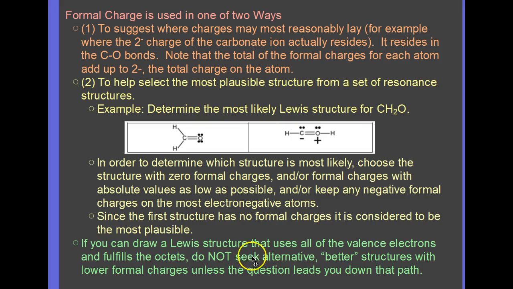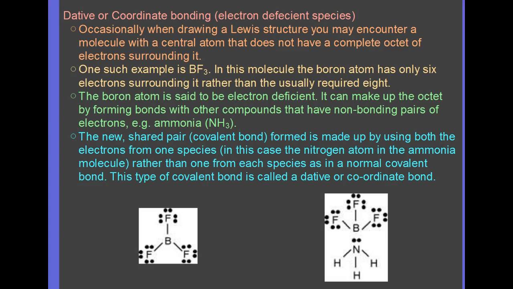So if you can draw a Lewis structure that uses all the valence electrons and fulfills the octets, do not seek an alternative or better structure with lower formal charges unless the question leads you down that path.